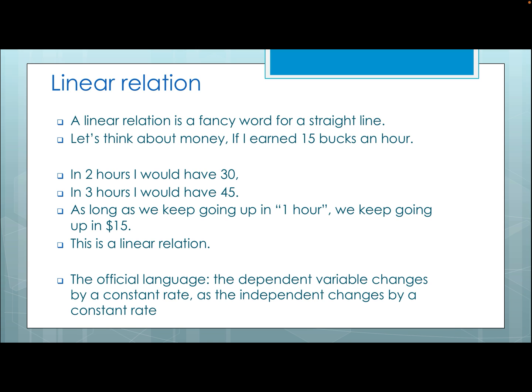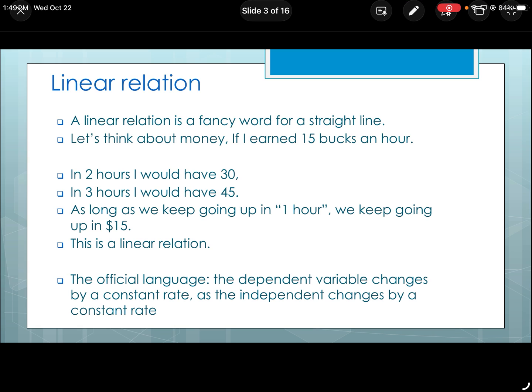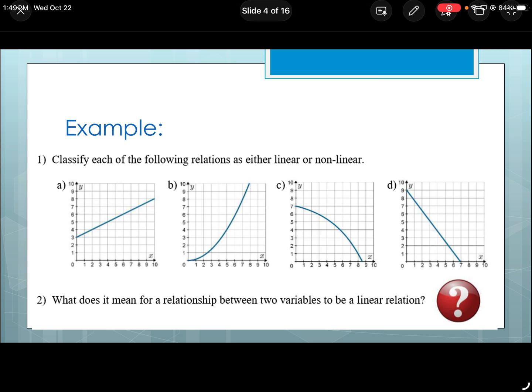The official language that we should be using is the dependent variable changes at a constant rate as the independent variable changes by a constant rate. And that's what I've kind of said at the beginning, wasn't it? It goes 1, 2, 3, it goes 15, 30, 45. They're both going up at the same rate for each number. Okay, so you can tell if it's a linear relation if it's a straight line.